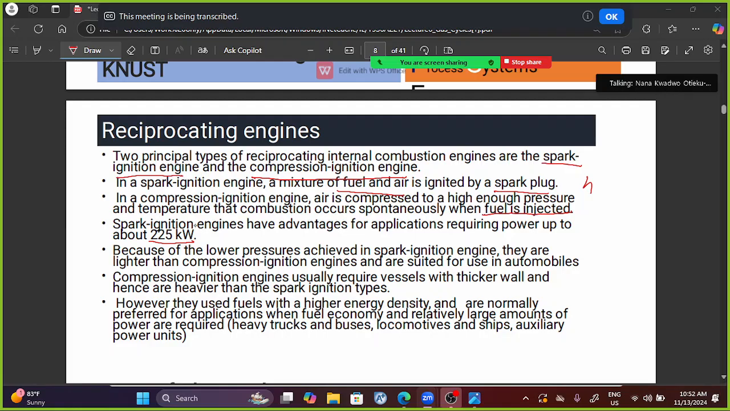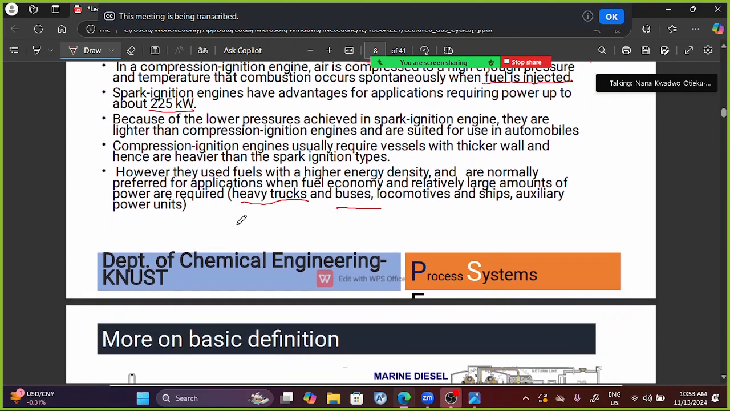But if you want to work with compression ignition engines, because you need to compress to a point where the fuel can burn on its own, you need to ensure that your vessel walls are thick enough to withstand that high pressure. They are usually used for more heavy duty applications, where we need large amounts of power, like heavy trucks, buses, these kinds of things. So this is just a little overview of the kinds of reciprocating engines and when we use one and when we use the other in reality.